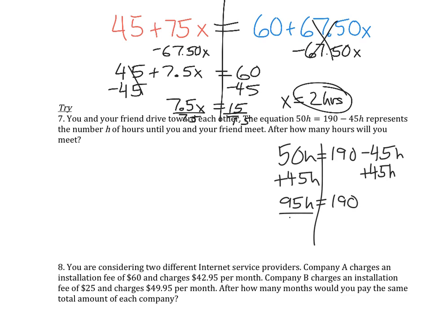Then opposite operation, divide by 95, and I don't think that's going to turn out, oh yeah, it is. It'll turn out to just be 2, right? So h equals 2 hours. So it looks like after 2 hours, you and your friend will meet.